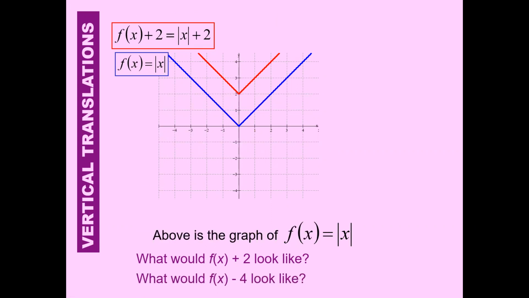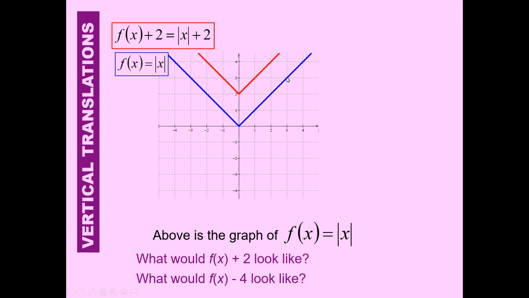One more example. What would f of x minus 4 look like? Now, instead of adding, we're going to be taking away 4 from the y value. So I still have the original graph, the blue graph. From every y value, I'm going to be taking away 4. For example, if I look at this point here, this is 4. If I take away 4, then that will be 0. So this point right here is going to go all the way to here.